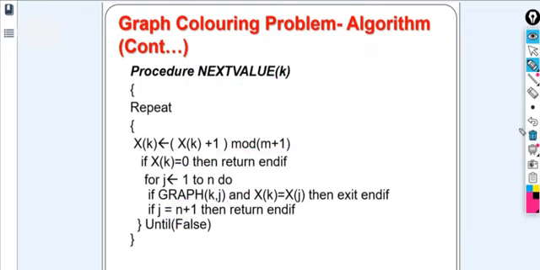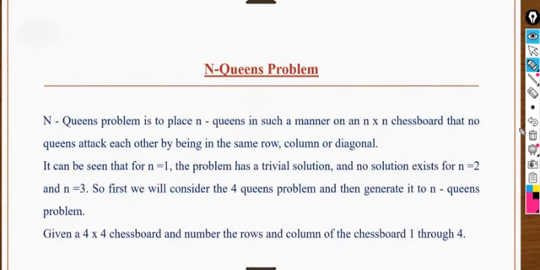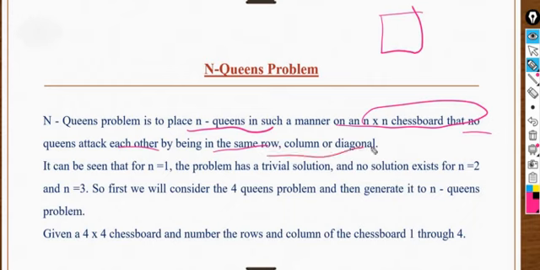So it was all about the graph coloring problem. So next we have the four queens problem. The N queens problem is a problem in which we have n queens placed in such a manner on an n by n chessboard. I hope everyone has seen a chessboard, right? The rule says no queens attack each other by being in the same row. No two queens should be in the same row, same column, or same diagonal. That is the rule for placing the queens on an n by n chessboard.